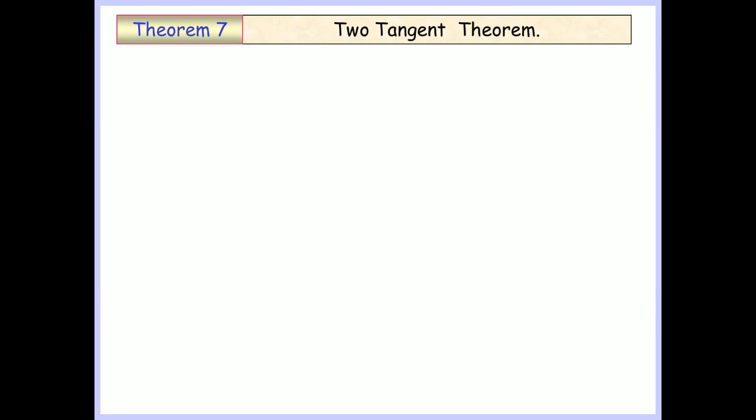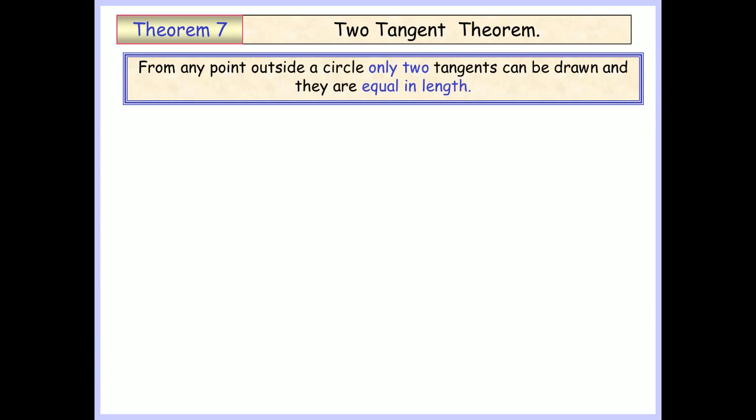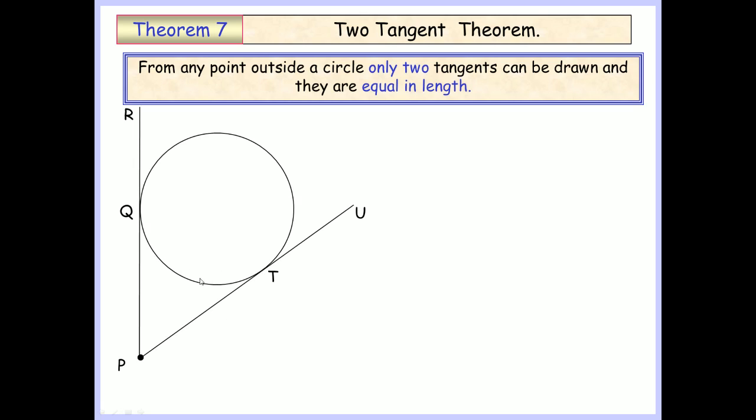We are nearly there. The two tangent theorem. So if we have a point anywhere outside the circle, the only two tangents that can be drawn are going to be equal in length. So if I have a circle with point P and I draw a tangent to the circle here and here, these two lengths QP and PT are going to be equal. And the reason that this is helpful is because this makes an isosceles triangle. If I join Q and T together, we get an isosceles triangle here, and it helps us work some things out.